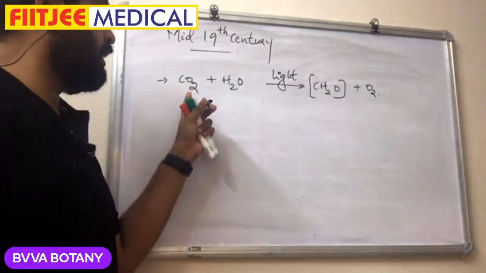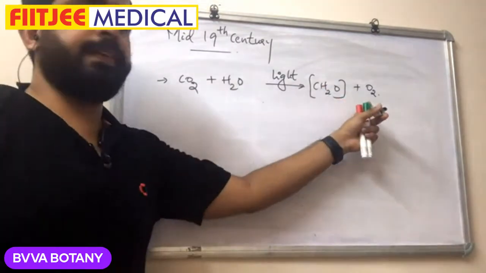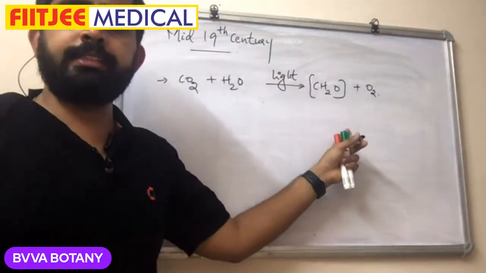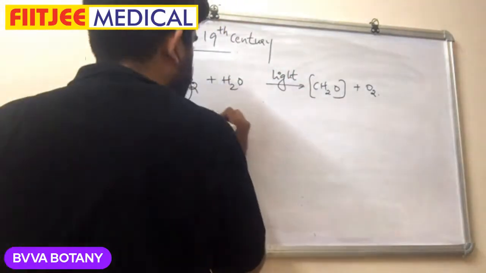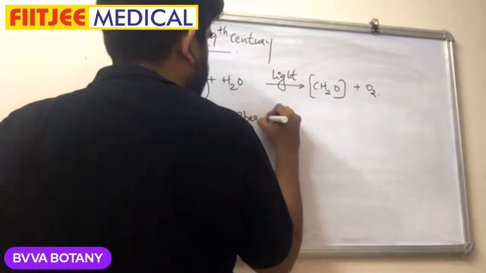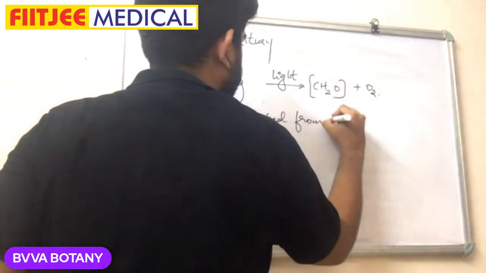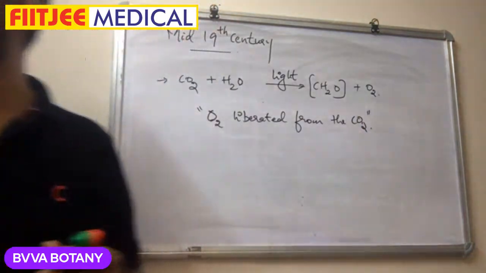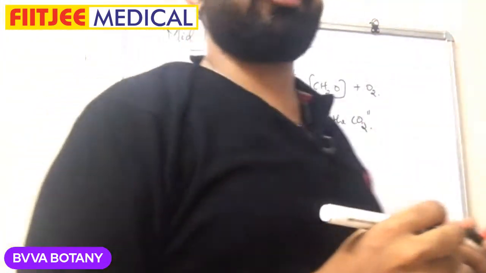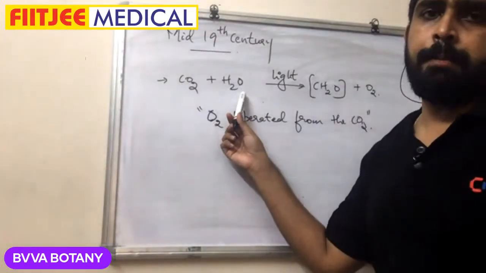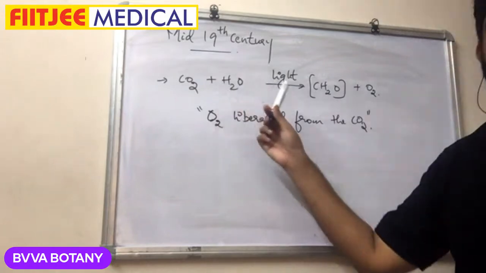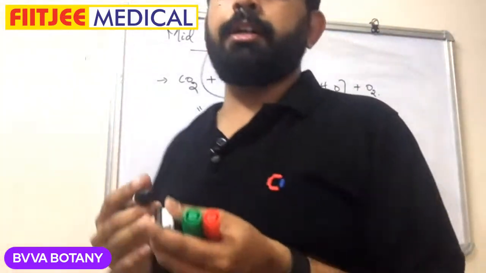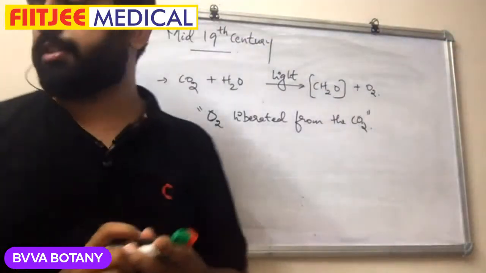So at that time, oxygen was formed as the byproduct. The scientists at that time assumed that the oxygen is liberated from the carbon dioxide. Okay, it was believed that it was liberated from where? It was liberated from the carbon dioxide. But now we know that it is from the water, but at that time it was not known. So we will see what exactly are the experiments to prove that water is the electron donor, that water produces oxygen.